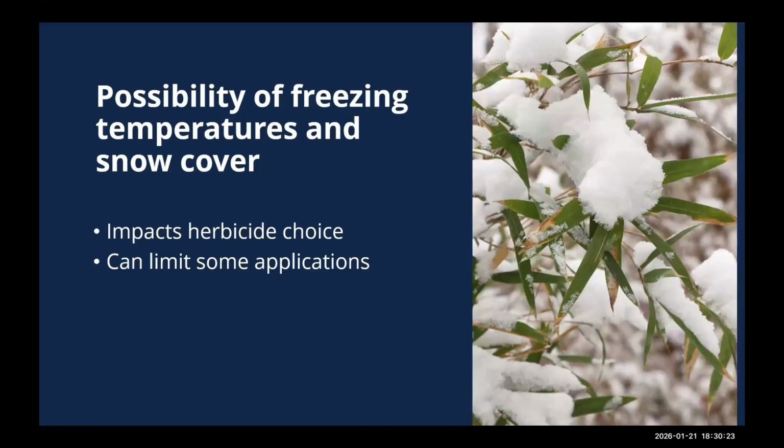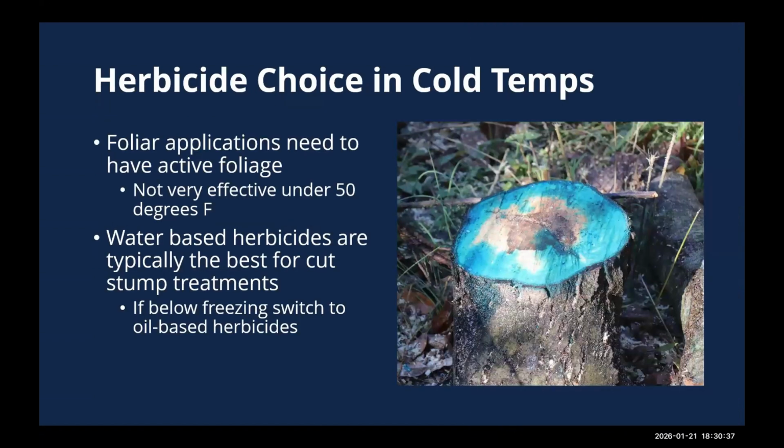All right. So the next one of those unique situations will be the possibility of freezing temperatures and snow cover. And as I mentioned, it does impact your herbicide choice and can limit some of your applications. And we mentioned foliar applications. Foliar applications need to have actively photosynthesizing leaves. And that's not very effective, even if the leaves are green, at temperatures under 50 degrees. And so even if you have green leaves and it's cold, you may want to not use a foliar application because it will not be most effective.